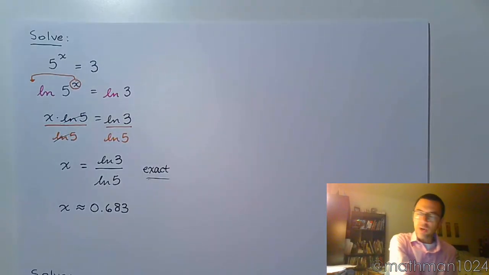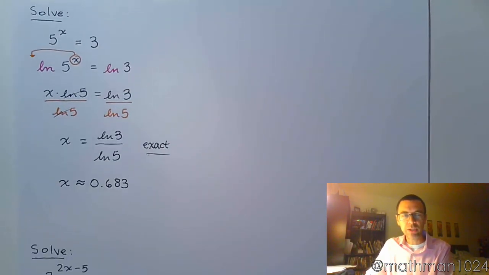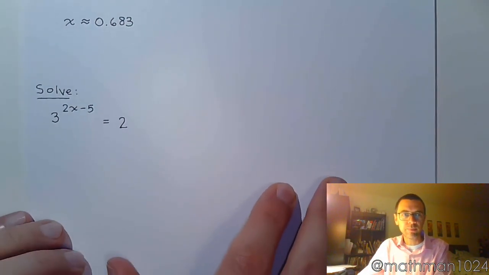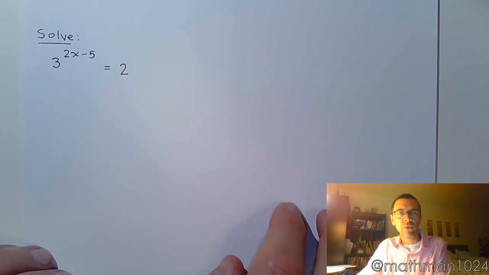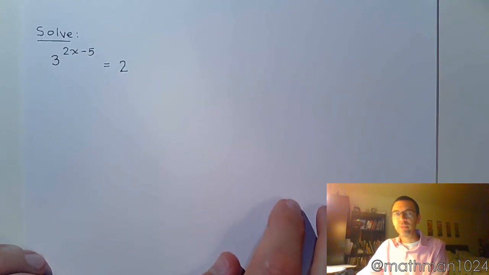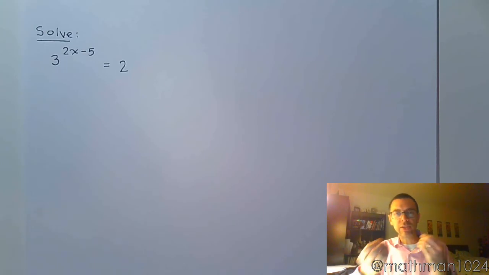Okay, let's try another one that has just a bit more to it. So let's look at 3 raised to the 2x minus 5 equals 2. Again, it'd be nice if you could rewrite each side of the equation so that they have the same base, but you can't.